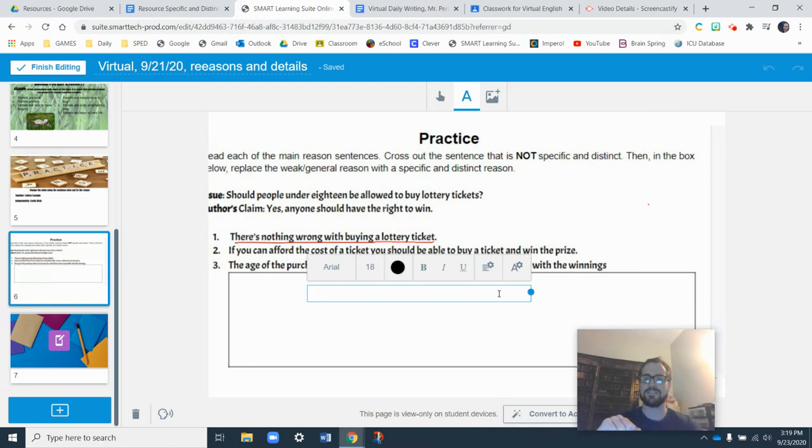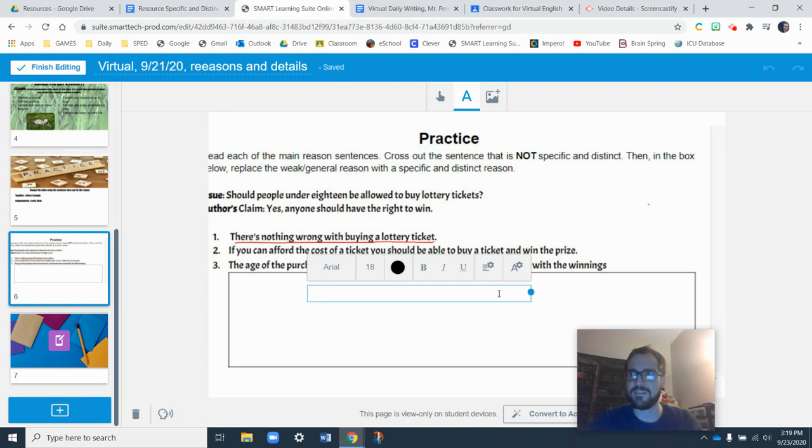I'm going to make one like this. I would say that kids should be able to buy a lottery ticket because they could help their families with the money they won. I'm not going to say this. I wouldn't say kids should have it so that they could help people. That's not bad.